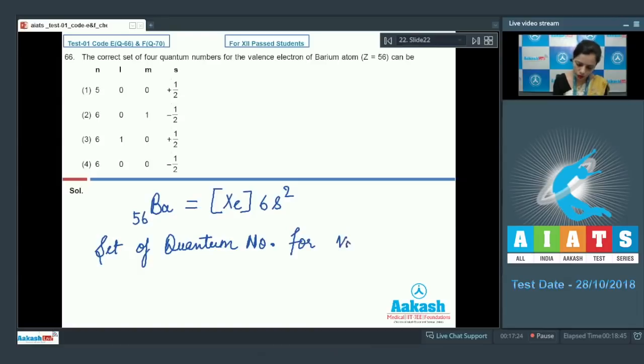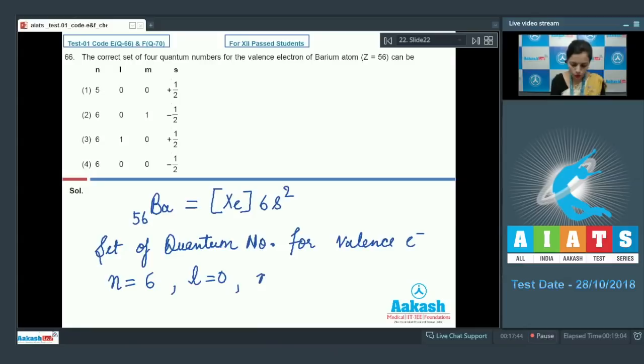for the valence electron. The valence electron can be a 6s1 electron or 6s2. So it can be represented as n is equal to 6. Further, with the help of the s value, you can find out the l value is 0.